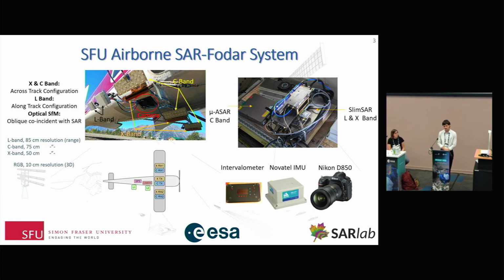This system comprises three radars. So we have an X-band, a C-band, and an L-band radar. Of interest for this talk are the X and C-band because they have an across-track interferometric baseline, and also the optical structure from motion, or FODAR system. This is oblique looking, so it's coincident with the SAR swath, so we can get surface DEMs from the optical system, and then X and C-band radar DEMs over the same area.